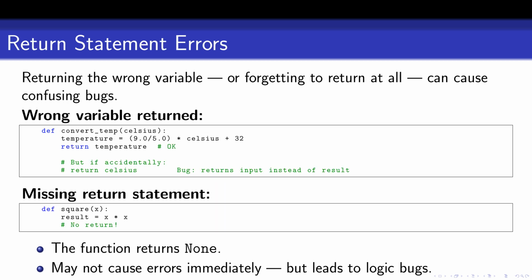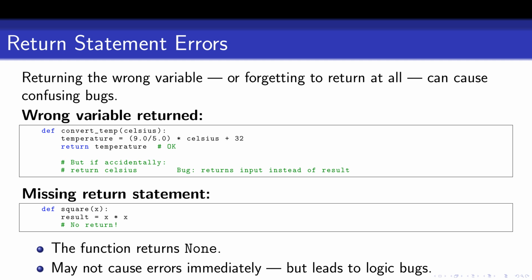Functions can also behave incorrectly if you return the wrong value or forget to return anything at all. For example, a function that computes temperature but accidentally returns the input instead of the result will produce unexpected behavior. Worse yet, if a function forgets to include a return statement entirely, Python will return None by default. This silent failure can go unnoticed until the result is used in a calculation or printed in the output. It's especially problematic in larger code bases, where a function's return value may travel across multiple layers of logic.